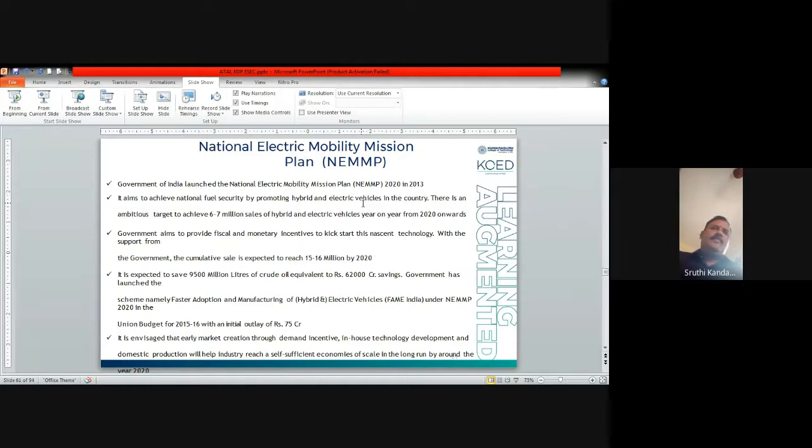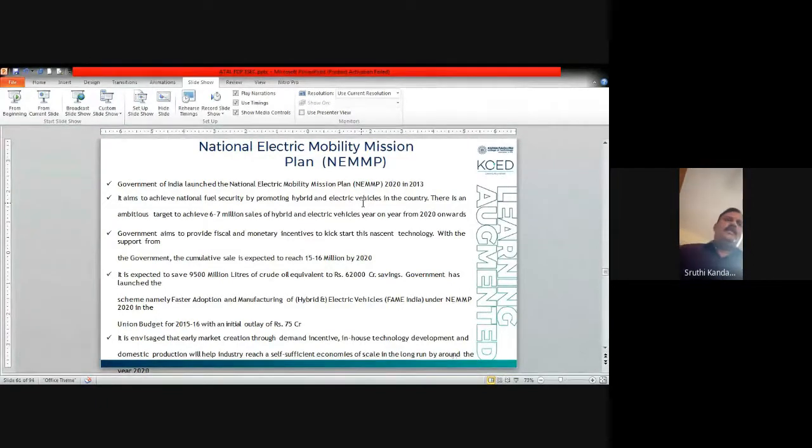Union Budget for 2015-16, with an initial outlay of 75 crores, aims at early market creation through demand incentives, in-house technology development, and domestic production with the help of industry to reach a self-sufficient economic scale in the long run.